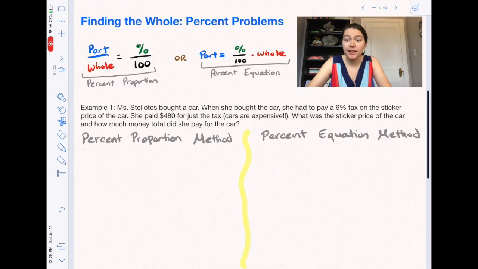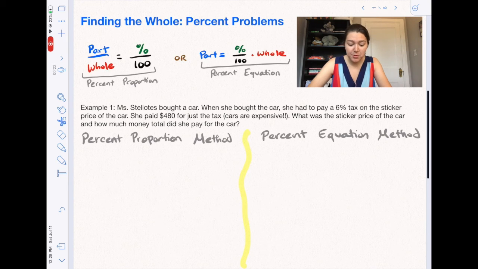So we've already learned how to find the part and how to find the percent, so this is the last component, finding the whole. Again we're going to be using the percent proportion, which is part divided by whole is equal to percent divided by 100, as well as the percent equation, and that's just a version of the percent proportion, but we multiply both sides of the equation by the whole. And we get that the part is equal to our percent divided by 100 times the whole. Okay, so we're just going to have two examples and two u-tries.